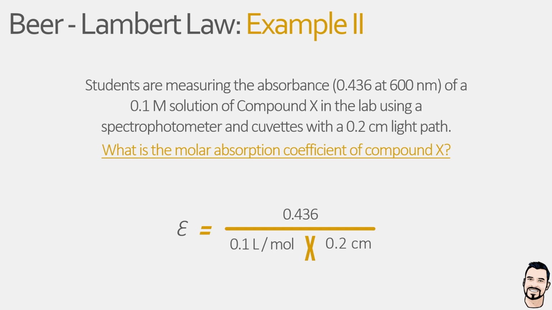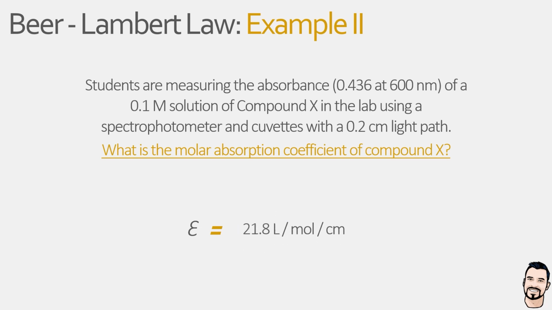Now, to make things simpler, we can simplify the bottom line of this equation, giving us epsilon is equal to 0.436 divided by 0.02 moles per litre per centimetre, which we can complete to give us a molar absorption coefficient of 21.8 litres per mole per centimetre.